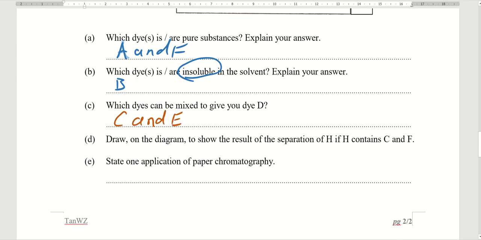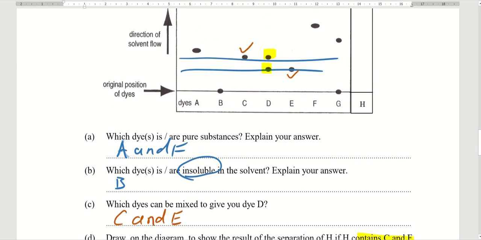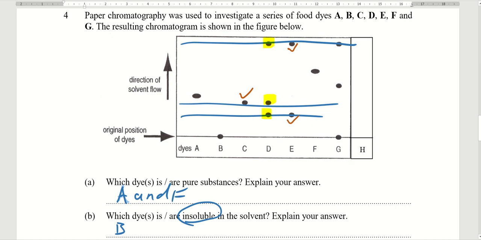Part D, draw on the diagram to show the result of the separation of H if H contains C and F. So now they are telling you that H contains C and F. Going back to the question itself, when H contains C and F, I must see the dyes of C and the dyes of F on H itself.